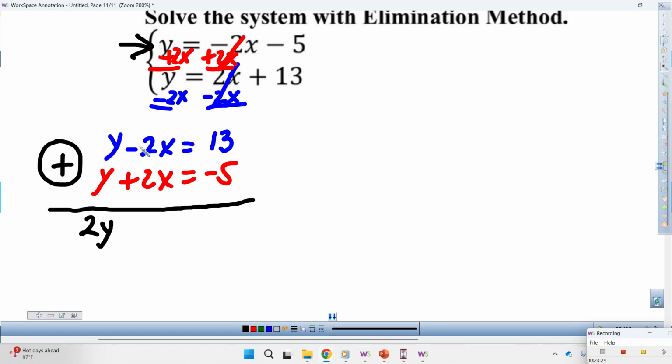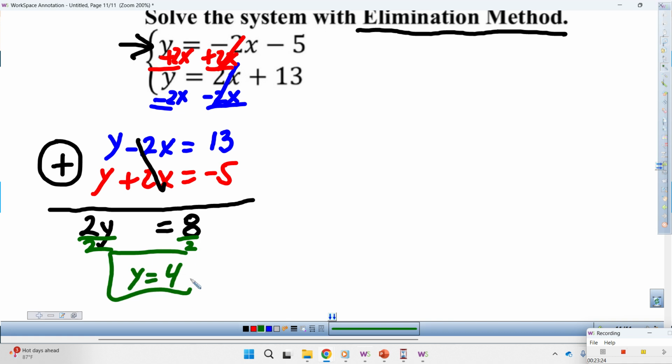What is 2x minus 2x? They cancel. That's why it's called what? Elimination method. Equals. What is 13 minus 5? 8. Now look at this little itty-bitty equation. Can you solve that? Yes, by divide by 2, y equals 4.